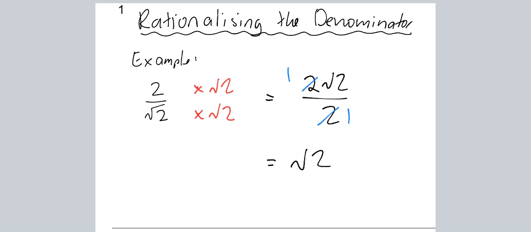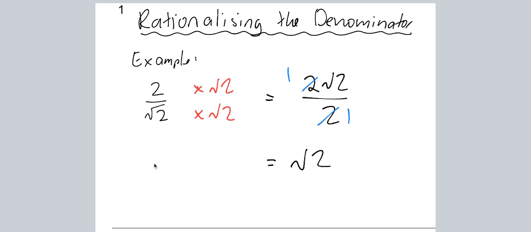Another way of doing it is if you go 2 over root 2 minus root 2 on your calculator, you will get 0. I do want to move on, so if you haven't quite got that, that's okay. Maybe I can just do it really quickly on my computer so you can see it. 2 divided by the square root of 2 minus the square root of 2 is 0. There we go. So they're the same value because when we subtract them, we get 0.